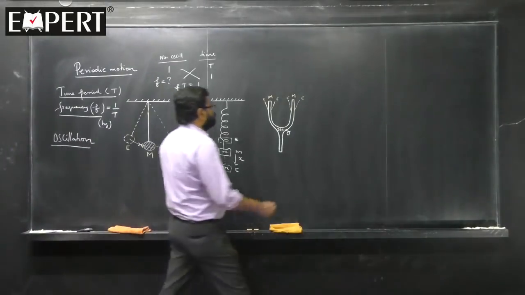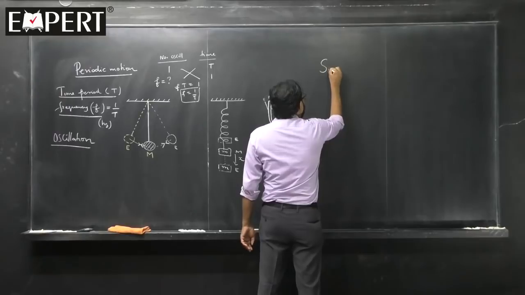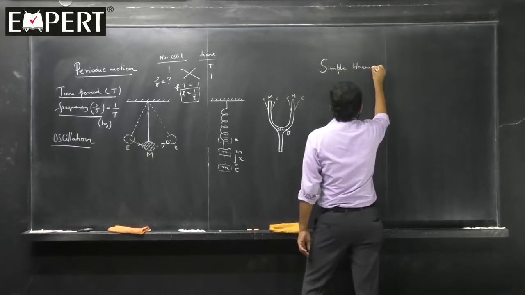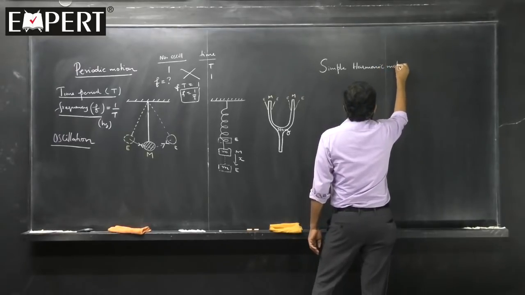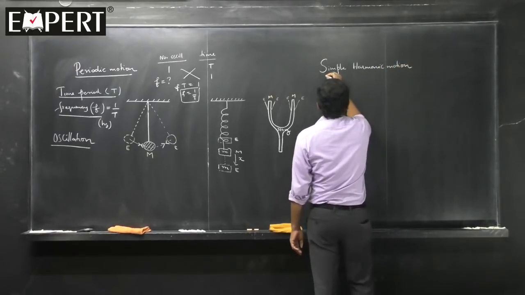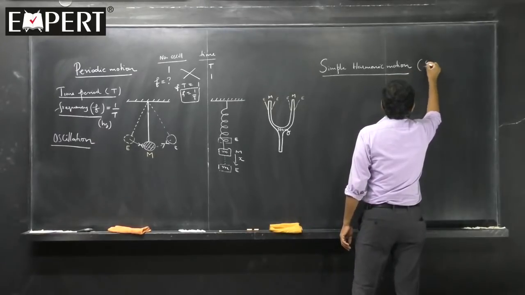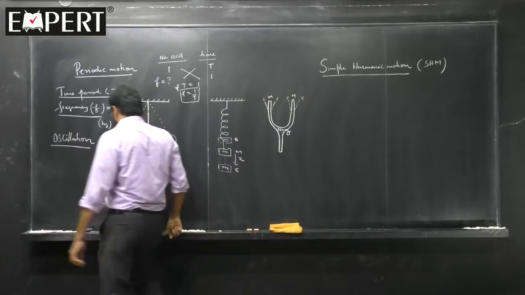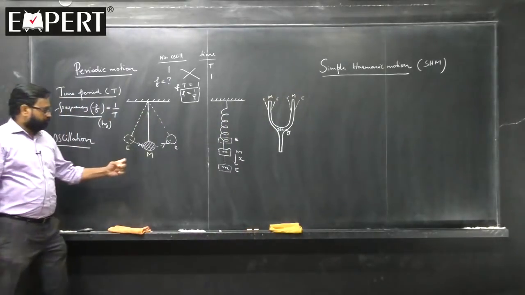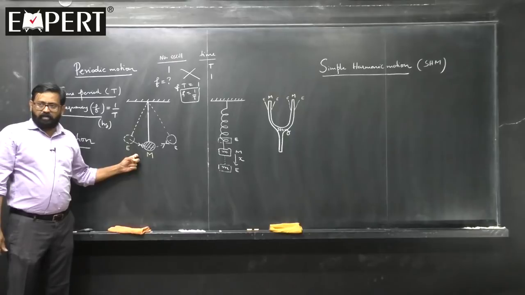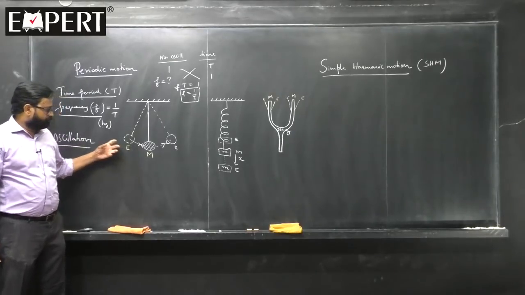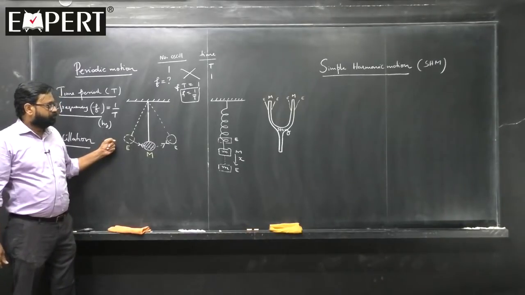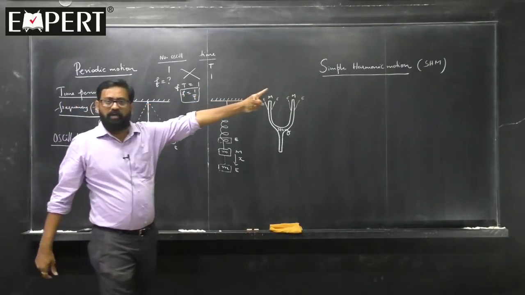Let me introduce something called simple harmonic motion. This concept is very important for the two years of physics. In short form, we call it SHM. See this example which I have on the board: oscillation of a simple pendulum is actually one of the examples for a simple harmonic motion.